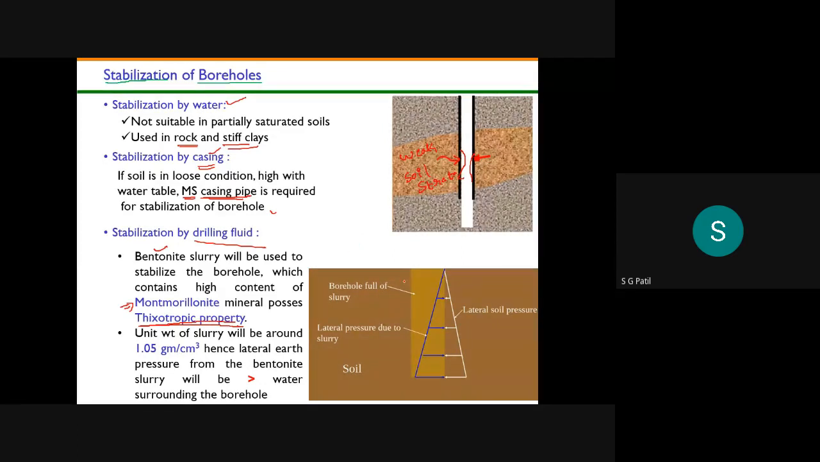Now you see, this is the borehole. This is the borehole I'm talking about.